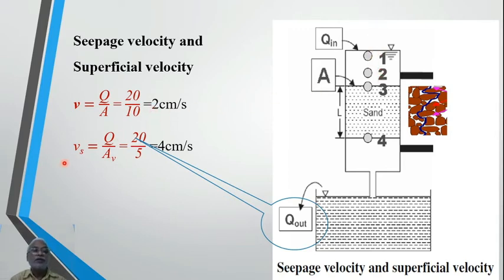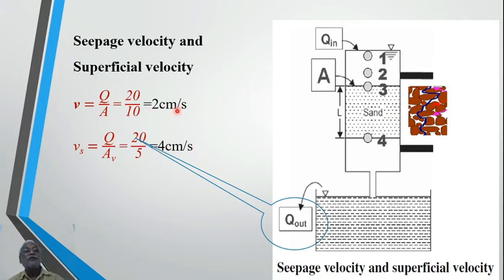But the velocity of seepage will depend upon the area of voids through which the water is flowing. So the same quantity, 20 centimeter cube per second, but passing through only the voids. The voids area is 5 centimeters square. So what happens now? The velocity becomes faster. That is, from 3 to 4 it will be faster. That is the actual velocity through the pores, so that is 4 centimeters per second.